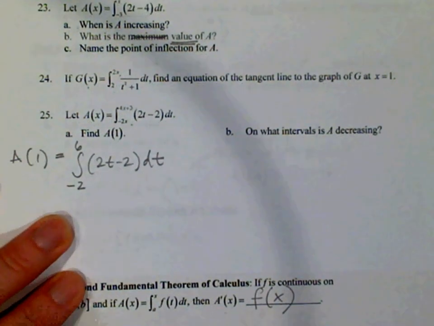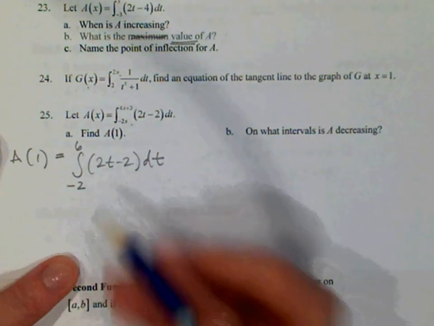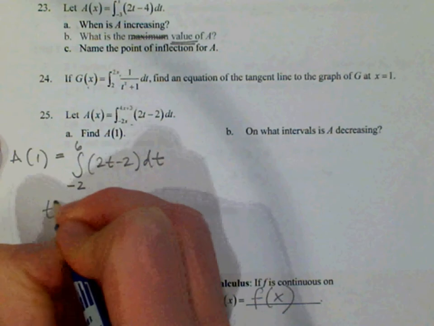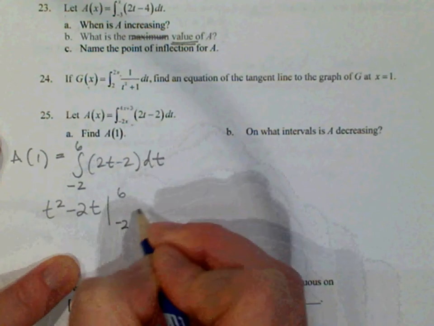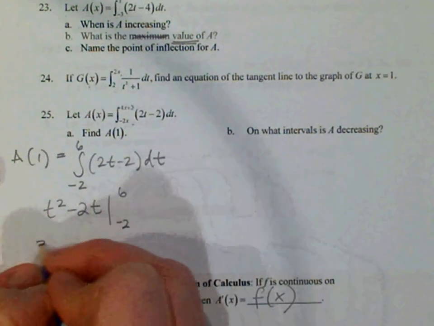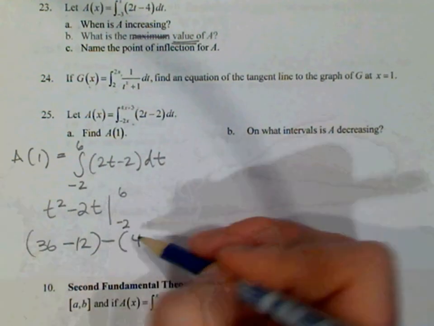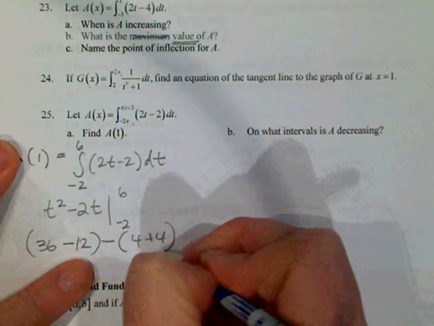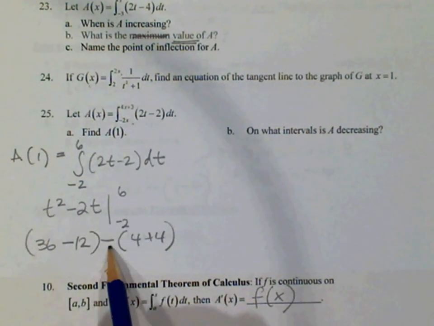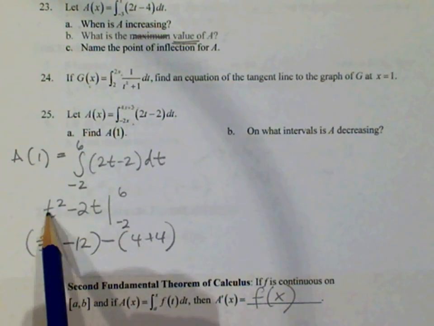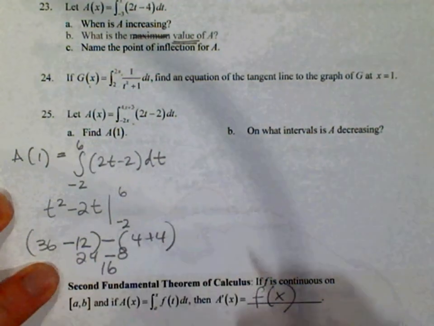To find a at 1, I need to evaluate this integral. So I'm going to use my first fundamental theorem of calculus and find the antiderivative, which will be t squared minus 2t. We're going to run that from negative 2 to 6. So we'll have 36 minus 12 minus 4 plus 4. So I'm substituting in a 6, 36 minus 12. And then I'm going to subtract out, substituting in a negative 2, which will give me 4 plus 4. So that's 24 minus 8, or 16. So a at 1 is equal to 16.